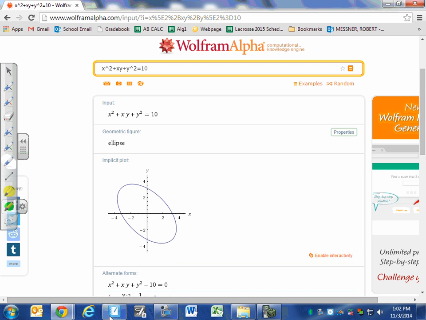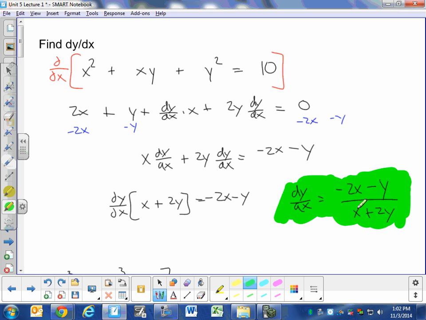So that's why you get these really interesting looking derivatives, where it's almost the same stuff on the top and the bottom. Maybe they're opposites. Maybe we have y's instead of x's. But don't be afraid if you get this. This is good.